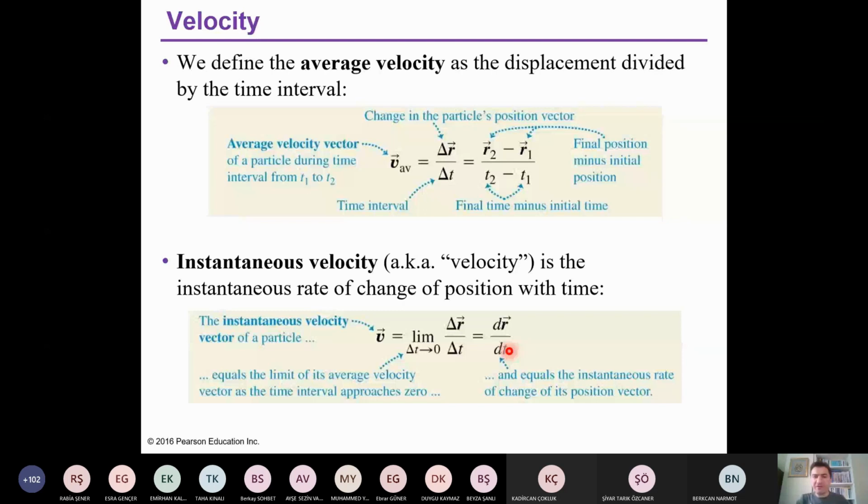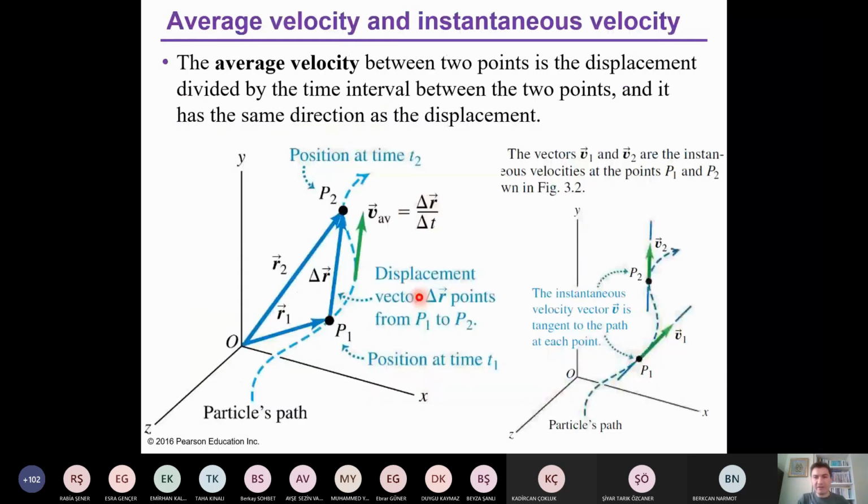Nothing is new here for you because you have already learned all these things, but we only write this average velocity and instantaneous velocity in 3 dimensions. Okay, now let me show you the average velocity and instantaneous velocity on a graph.